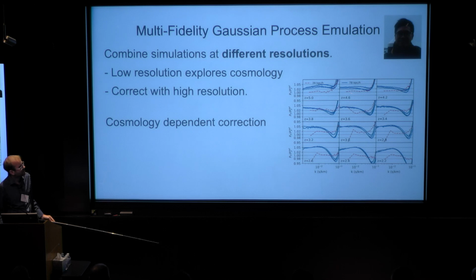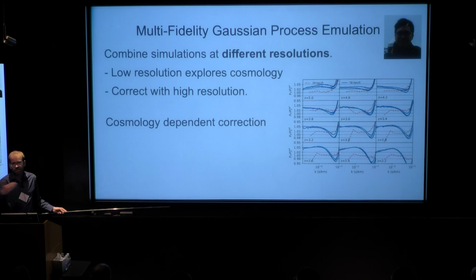The nice thing about this is that you can use your low-resolution boxes to explore the cosmological parameter space, but they don't need to be expensive simulations, right? They can all be cheap simulations, relatively low-resolution simulations, and the correction, the Gaussian process correction, will take care of the fact that they're not converged properly.